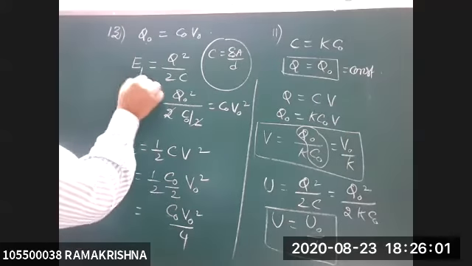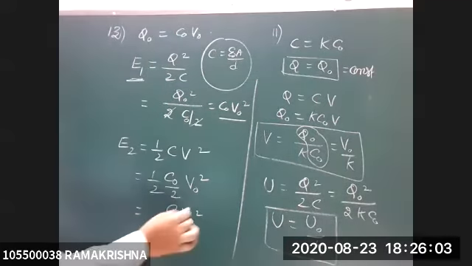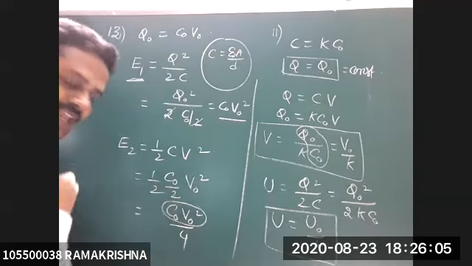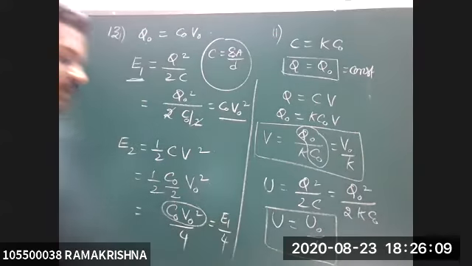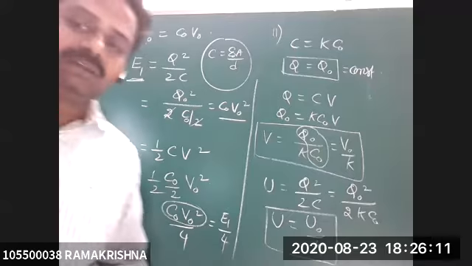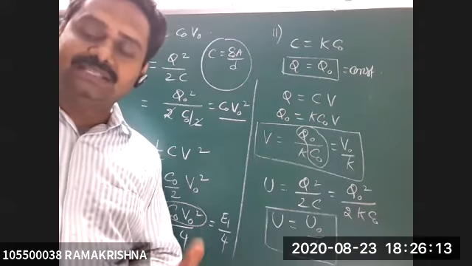But we know the value of E1 is C naught V naught square. So C naught V naught square is taken as E1. So E2 is E1 divided by 4. So the required ratio E1 by E2 is equal to 4.